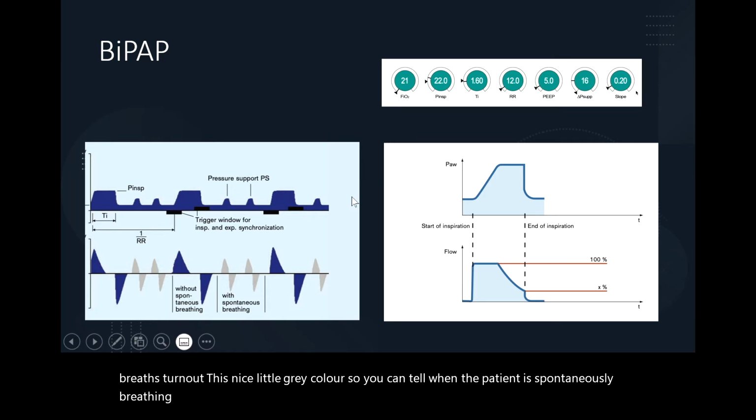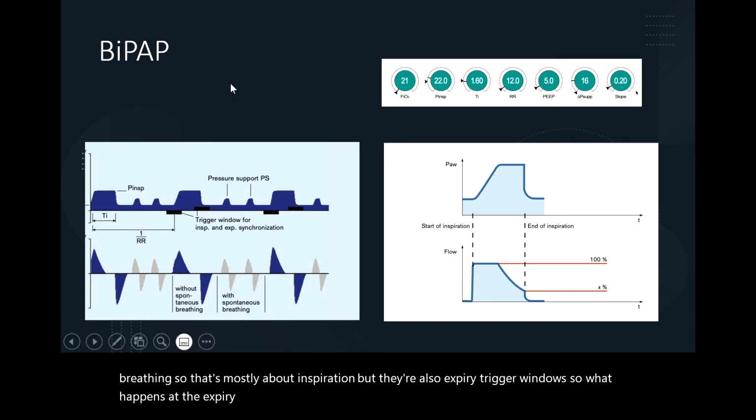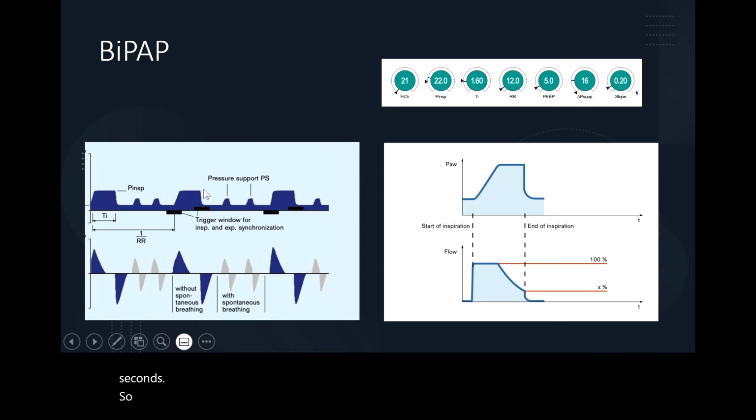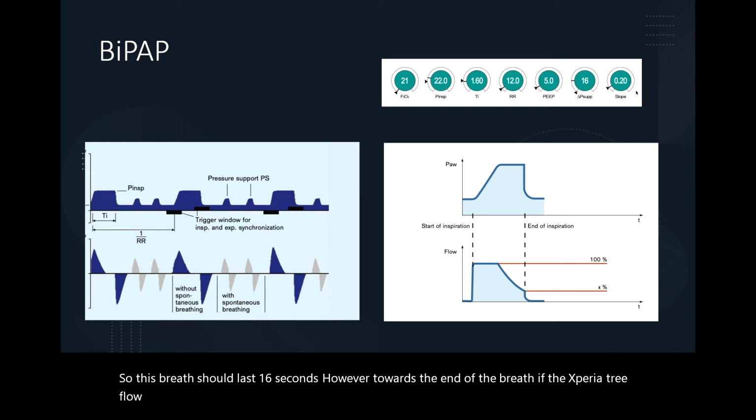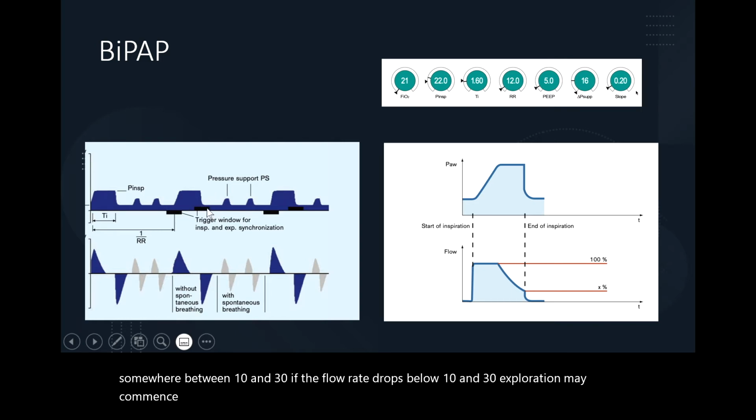So that's mostly about inspiration, but there are also expiratory trigger windows. So what happens at the expiratory trigger window is normally you set an I time. So the I time here is 1.6 seconds. So this breath should last 1.6 seconds. However, towards the end of the breath, if the expiratory flow rate drops below a certain percentage, which we set in the background, and it's usually somewhere between 10 and 30%. If the flow rate drops below 10 and 30%, expiration may commence. In such case, the patient doesn't necessarily get the full inspiratory time.